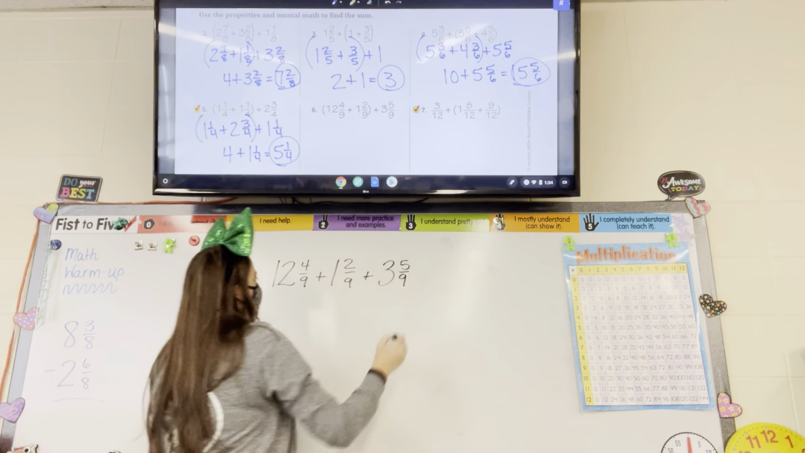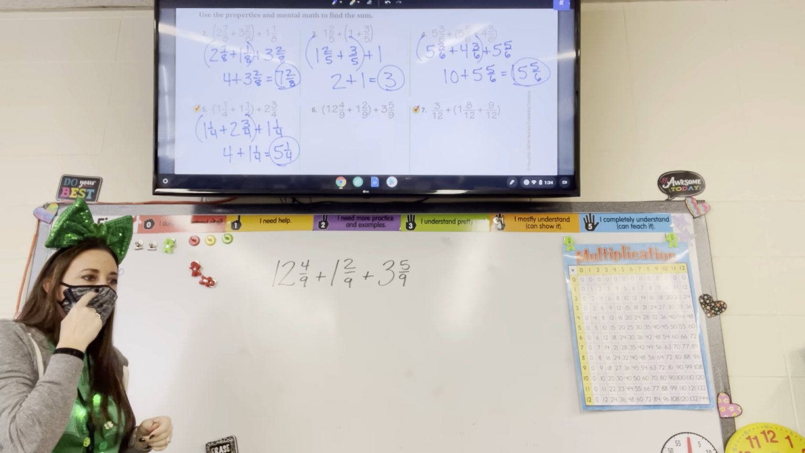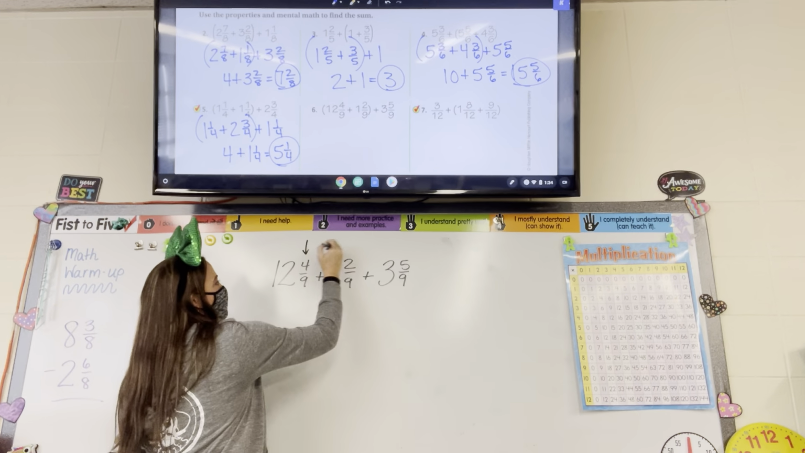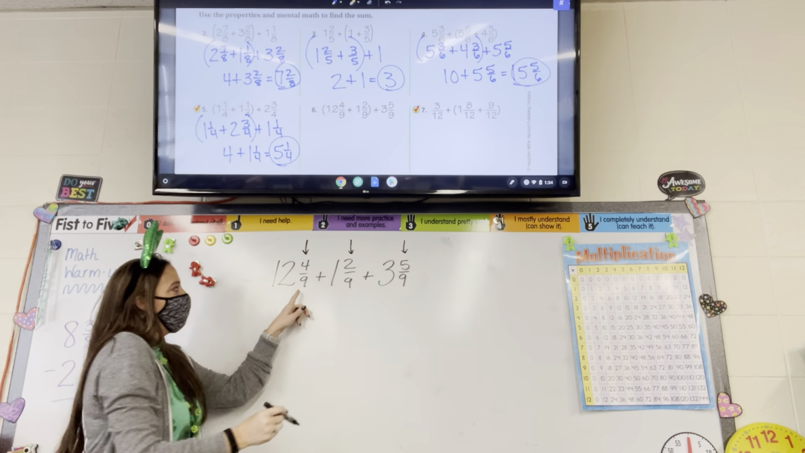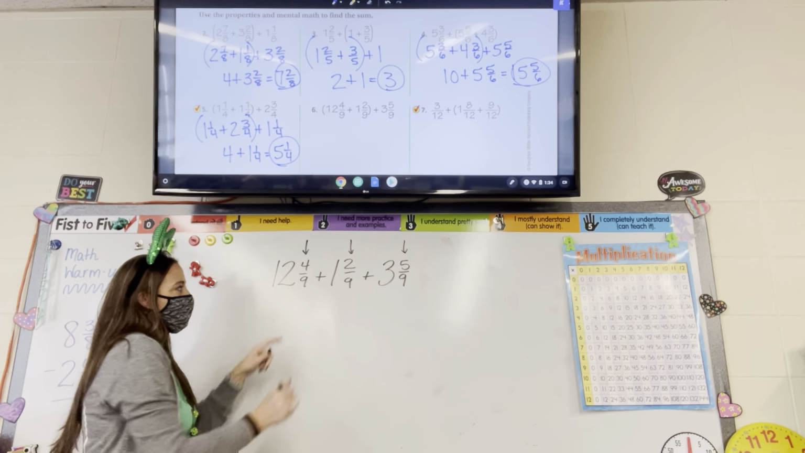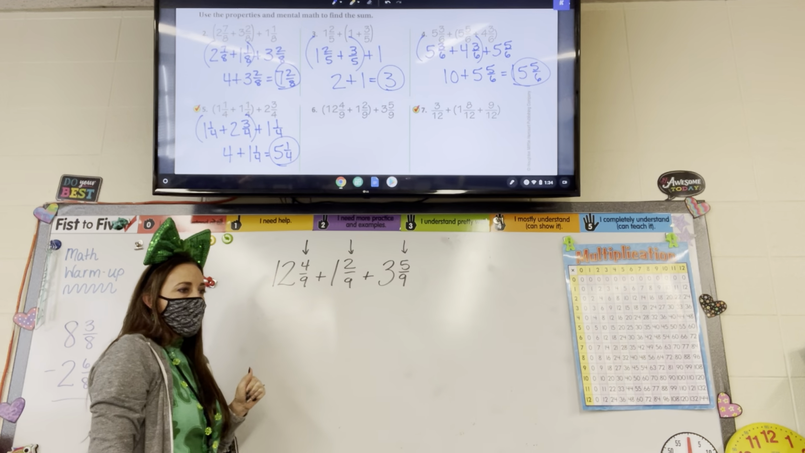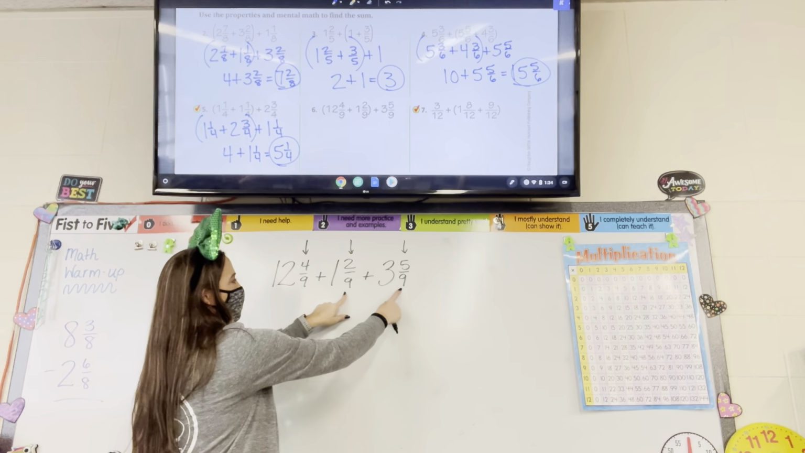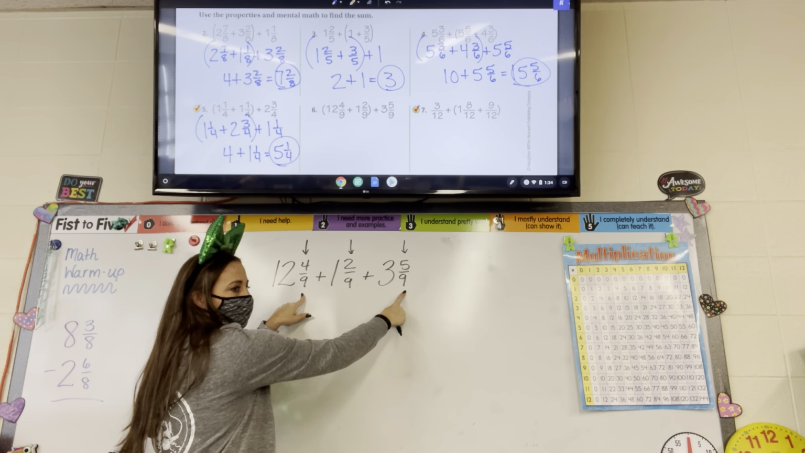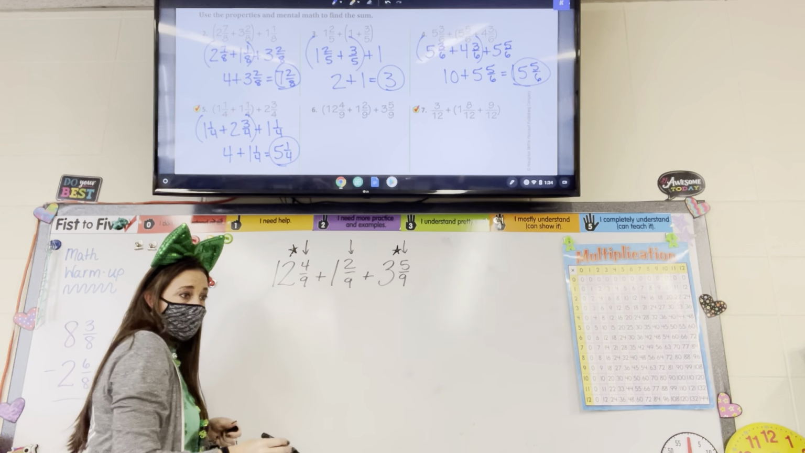12 4/9 plus 1 2/9 plus 3 5/9. So Sonia, since our denominator's 9, what two fractions up there would add up to be a whole? Just look at the fraction parts and start going through them. 4 plus 2 would be what? 6. So it wouldn't be these two. 2 plus 5 would be what? So it wouldn't be these two. What would 5 plus 4 be? That would be 9. And that's what our denominator is. So we're going to do this one and this one first. Does that make sense?